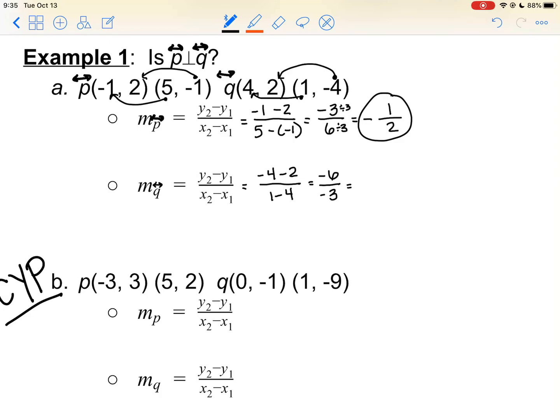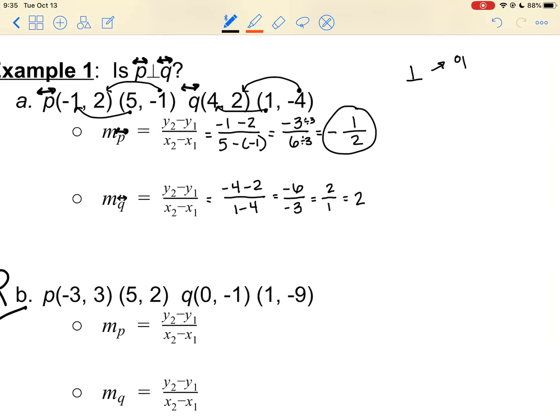So I'm going to reduce this first with the signs. A negative divided by a negative is a positive. And then 6 divided by 3 would be 2 over 1, or +2. So what we're looking for is, if they are perpendicular, they will have opposite reciprocal slopes. Opposite means that one is positive and one is negative. The slope of line P is negative. The slope of line Q is positive. So we have opposite signs.